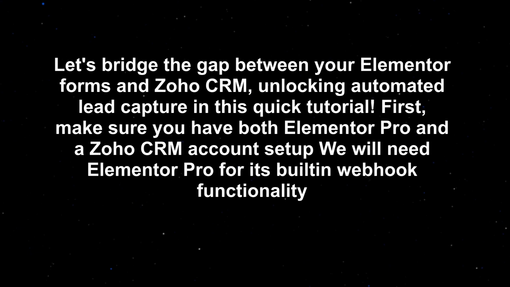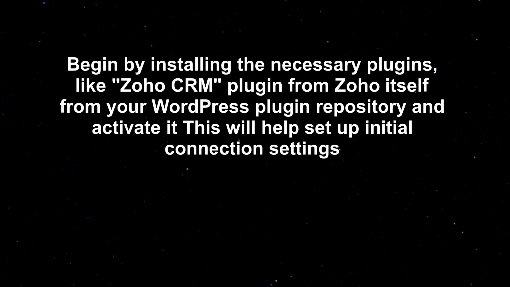We will need Elementor Pro for its built-in webhook functionality. Begin by installing the necessary plugins, like the Zoho CRM plugin from Zoho itself, from your WordPress plugin repository and activate it. This will help set up initial connection settings.